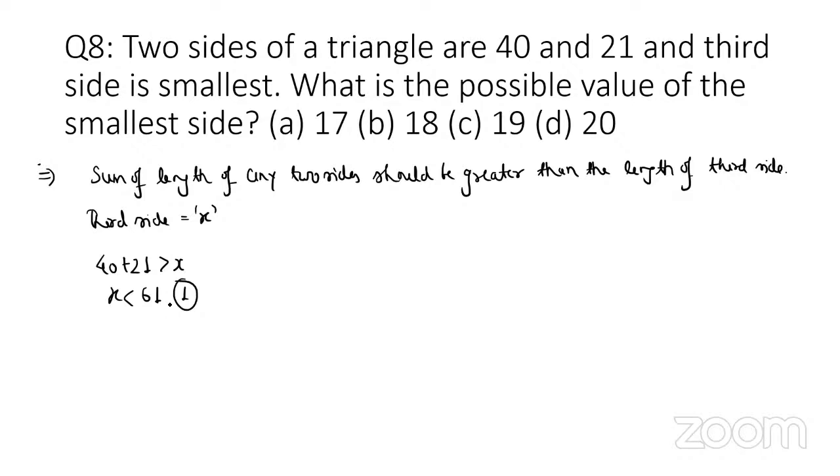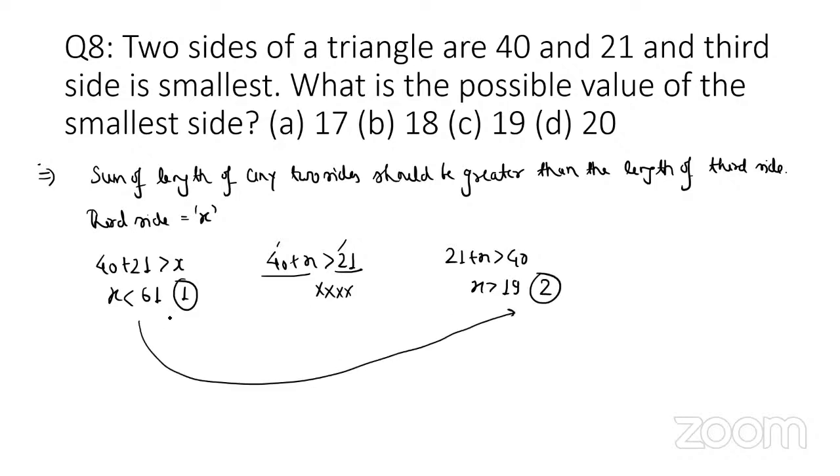After this, the sum of the other two sides, 40 plus x, should be greater than 21, which is pretty understood because 40 itself is greater than 21, so 40 plus x should obviously be greater than 21. We do not get any result from here. The third relation is 21 plus x is greater than 40, from which we get the result that x is greater than 19. So this is the relation which can be helpful. From the first and the third relations, we can say that x belongs to 19 to 61.